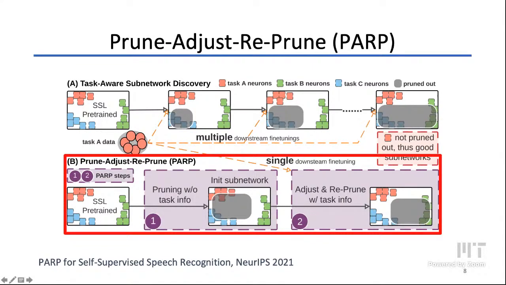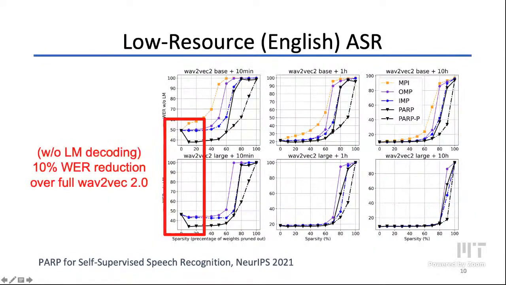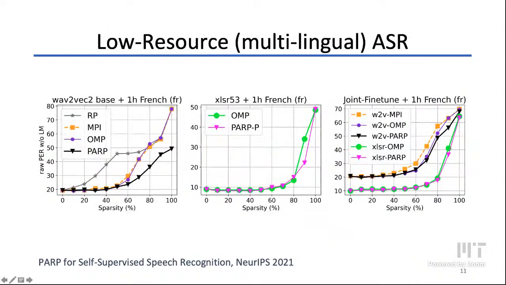The main experiment setup is on low resource ASR, and this is the English ASR setup. And this is the standard setup adopted by many. We see that the black line is PARP and it outperforms the baseline pruning methods. And surprisingly, applying PARP in the extreme low resource condition with 10 minutes of paired data can give us performance boosts over the full model, which is not seen with other pruning methods. And we have results for multilingual ASR.